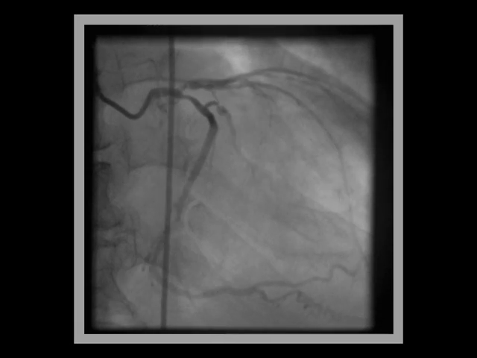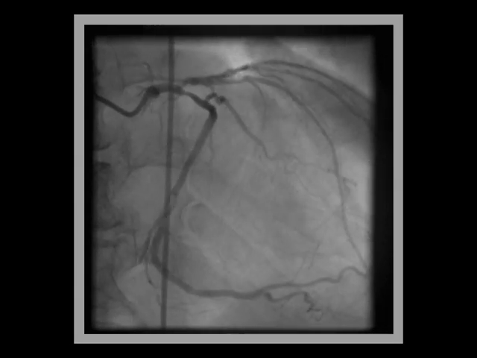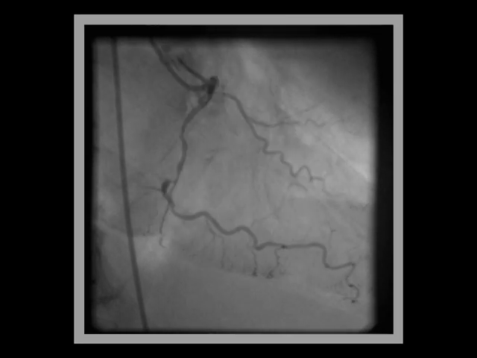Selective left coronary angiography demonstrates severe disease in the proximal LAD and in the mid-portion of a dominant left circumflex artery. Selective right coronary angiography reveals significant disease of a non-dominant vessel.